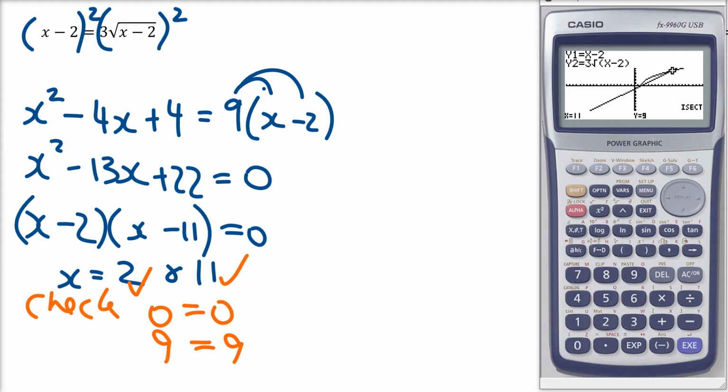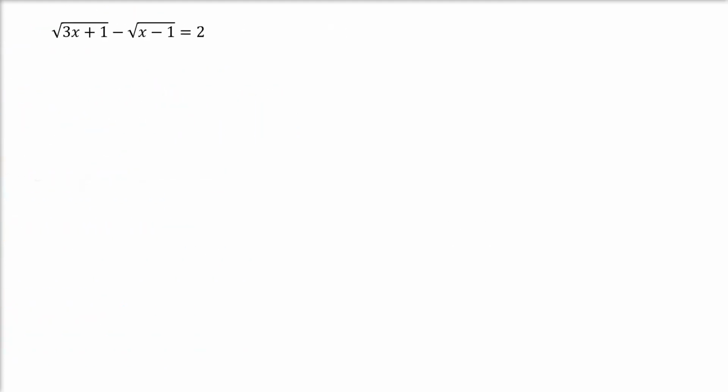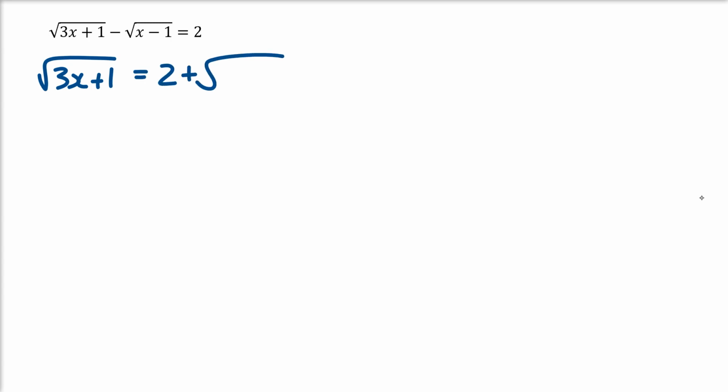Ready? Alright. This one here is a little bit trickier. So how am I going to do this one? We're going to do both sides, eh? I'm going to do something first, just to make it easier for me. I'm going to say this is root of 3x plus 1 equals 2 plus root of x minus 1, sorry.